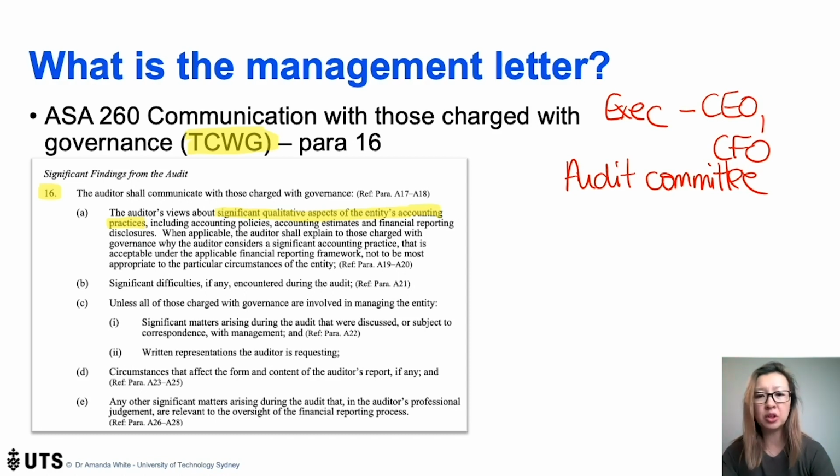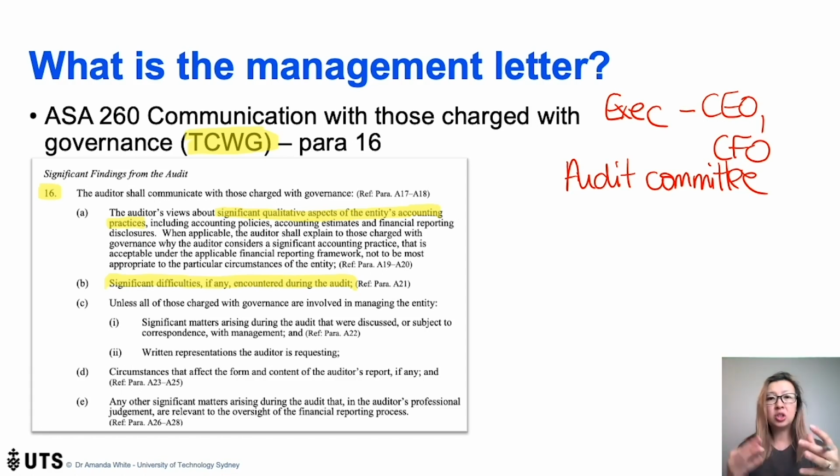We also have to talk to them about, in B here, any significant difficulties encountered during the audit. Did we have any limitations of scope? Were there any people that were reluctant to give us evidence? Did we have any significant disagreements in terms of negotiating any adjustments?